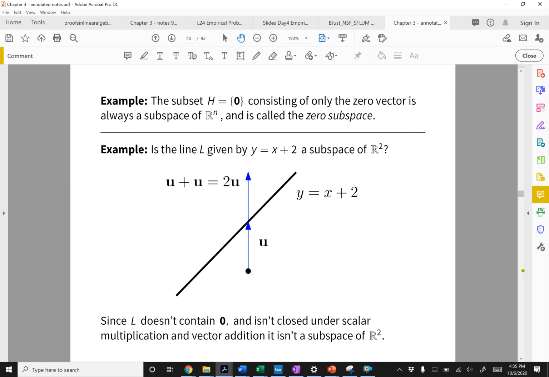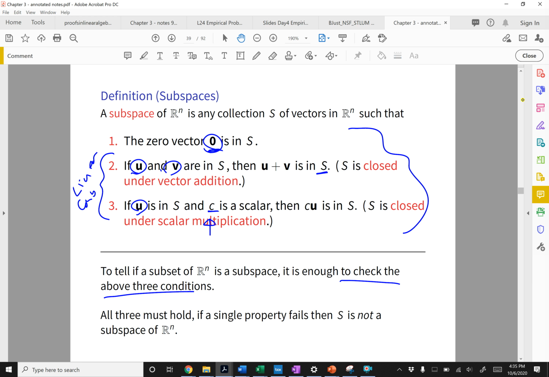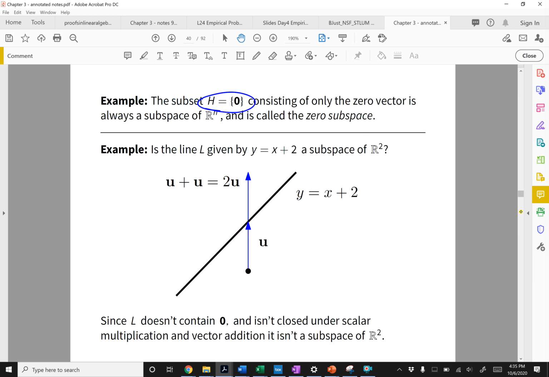So first example is the zero vector. The set containing the zero vector. Is that a subspace? Well, does it have the zero vector? Check. Zero vector, check.